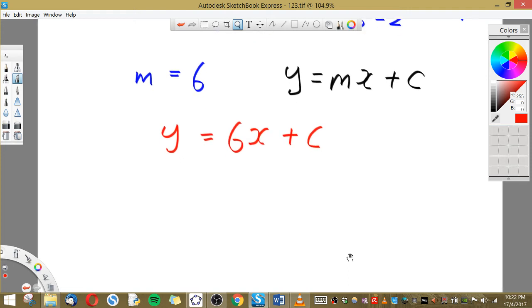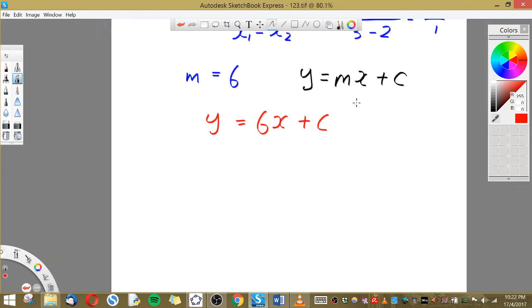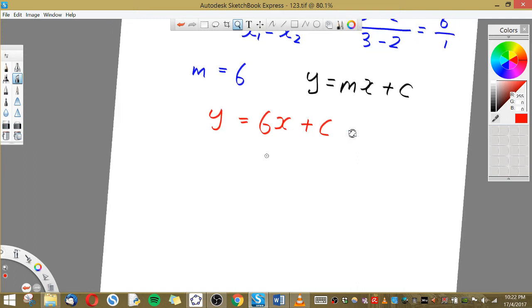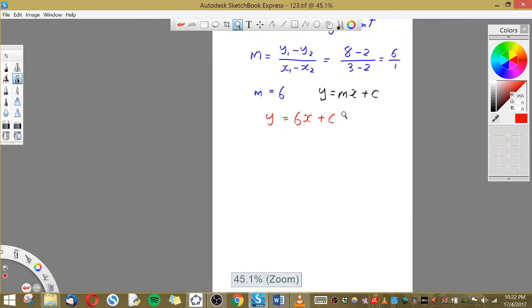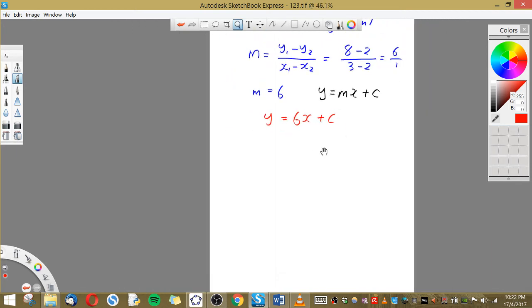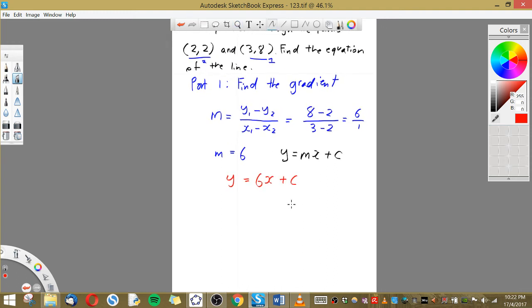Okay, so here's the second part. But I hope you understand. First part is find the gradient, write out the incomplete equation of the line. Okay, so I've done all that from what they have given me. Let's just take an overview of what we've done so far. Alright, so now I want to get the complete equation, so that means finding c.